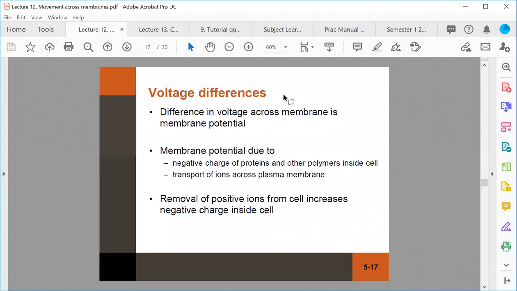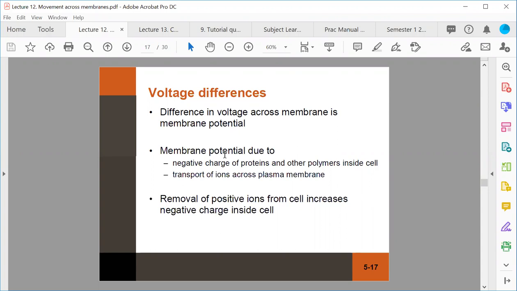We said earlier that cells tend to maintain a slight charge just to the inside of the membrane. The difference in voltage across the membrane is called the membrane potential. This can actually be measured in prac class, in fact. We used to do that many, many years ago, measure membrane potentials. I can tell you they do exist. But not so much today. We don't have the very long pracs that we used to have 20 plus years ago.